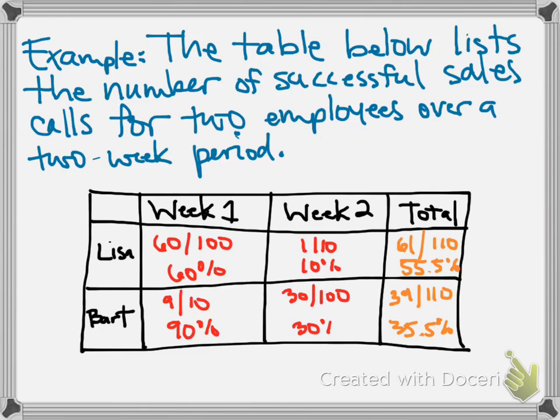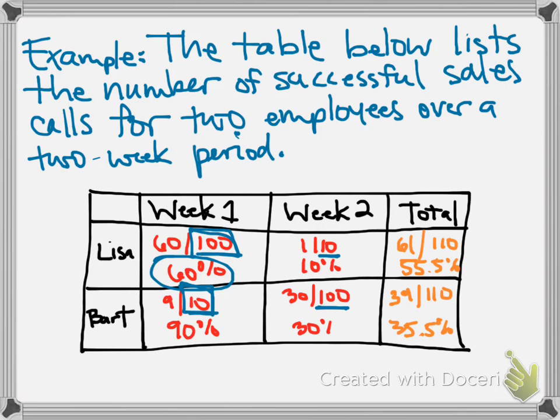Now, how does that occur? Well, it turns out that that's happening because of the relatively large disparity in the counts, or the number of attempts in each week. Lisa attempted 100 sales calls in week 1, whereas Bart only attempted 10. And then the situation is flipped in week 2. Lisa attempts 10 and Bart attempts 100. So that when we take the total, Lisa's 60% performance gets quite a bit of weight because that was out of 100 people, whereas Bart's 90% performance gets very little weight because that was only out of 10 people.